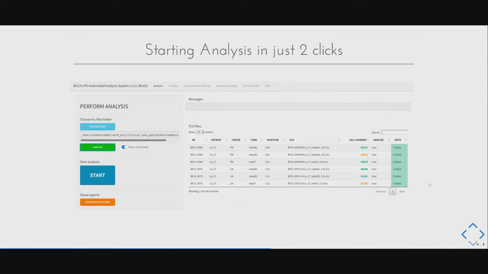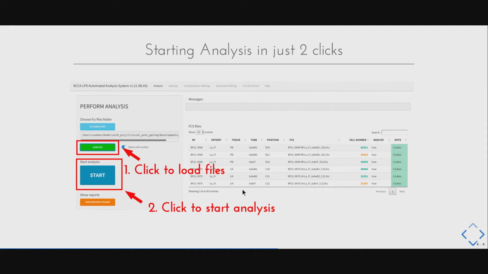Okay, so starting an AutoFlow analysis is very simple. This is the page that usually stays in the lab for the lab technologist. There are only two steps. First, we click load the files, and the second step is to click start. Then you can just walk away for a coffee. It takes about 3 to 5 minutes to analyze one case, including the B1, B2, and T3 tubes altogether.